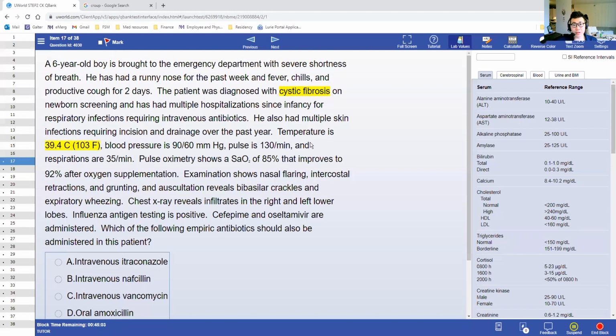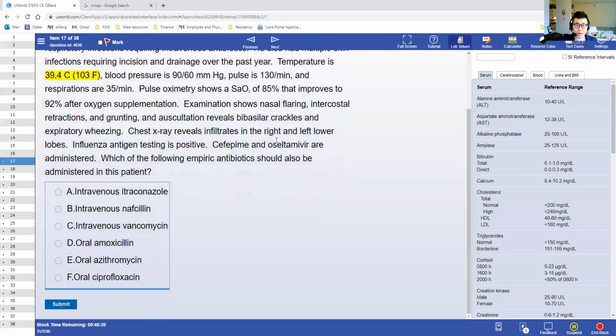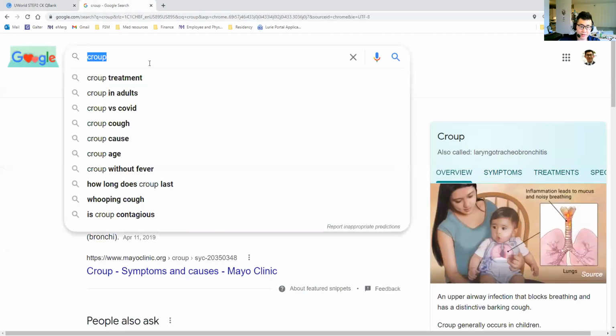All right, so I think for children, well, in cystic fibrosis, we're concerned about staph, strep, and also Pseudomonas. And I think in children, strep is more common, whereas in adults, Pseudomonas is more common. Let me just double check that.